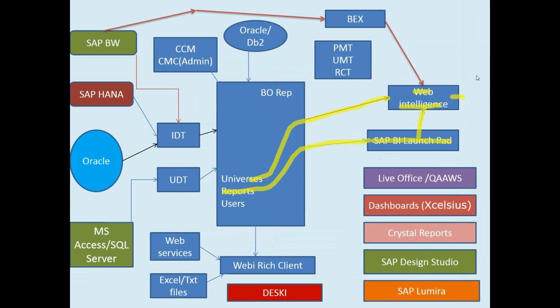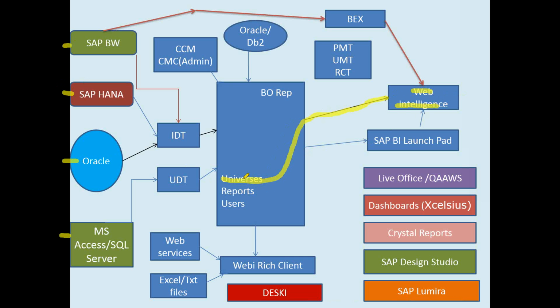What is a universe? A universe is a semantic layer between the database and the report developer. Web Intelligence is one of the reporting tools in BO. Using it, we can develop a report by connecting to the universes. So what is a universe? A universe is a semantic layer between the databases, the different databases here, and the report developer.